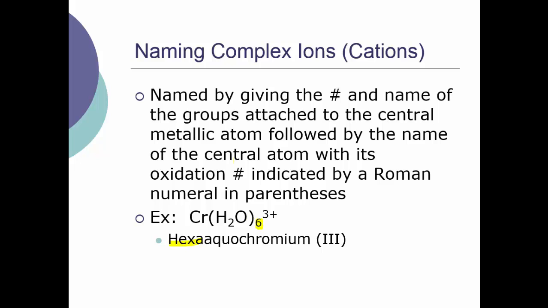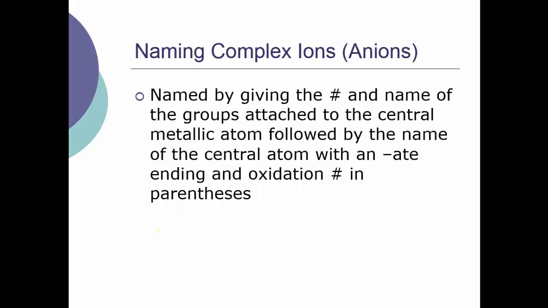So there's the number of the ligands, or the number of groups, the name of the group, which is aquo, okay, because you've got the H2O, and then it's attached to a chromium ion, so we put chromium, and then the 3 just simply comes from the charge. All right, so that's where that is going to come from.